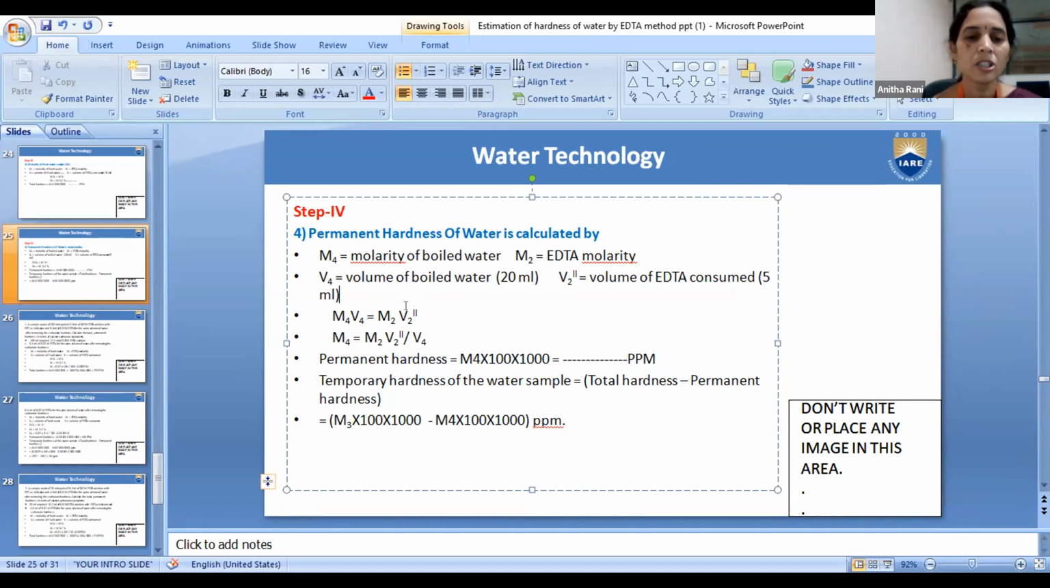So here we can find out molarity of boiled water, that is M4V4 is equal to M2V2 double dash. We can take this formula. So we can write M4 is equal to M2V2 double dash by V4. So what is M2 value? That is 0.01 into V2 double dash. So we can write 5 ml.